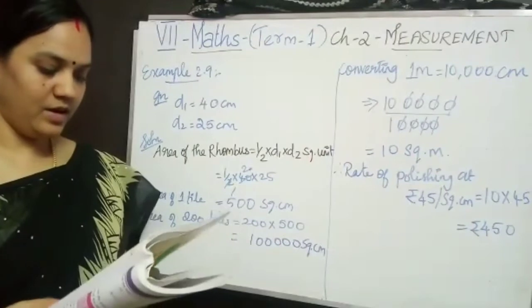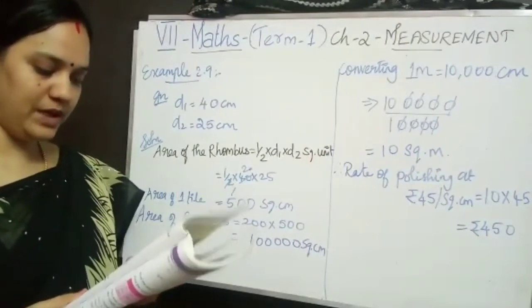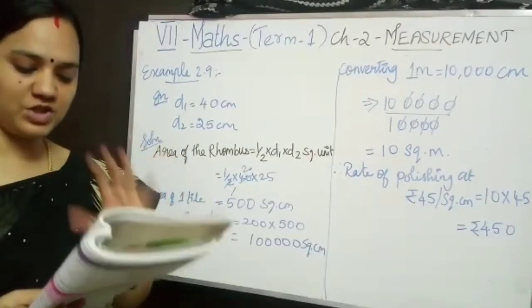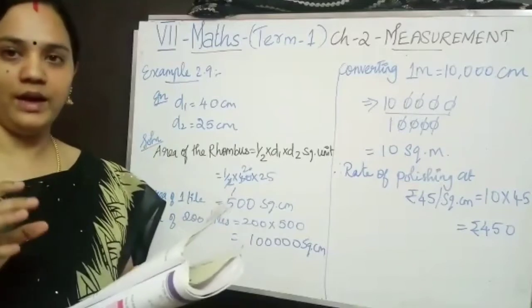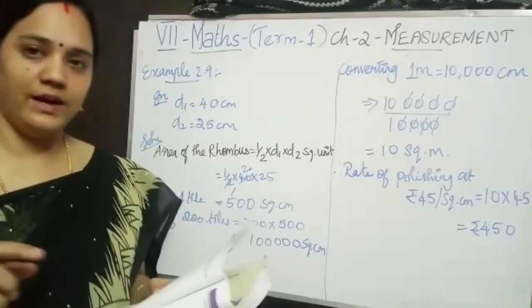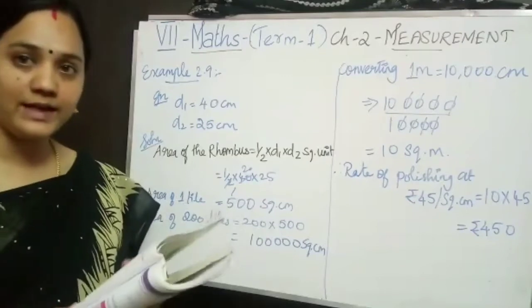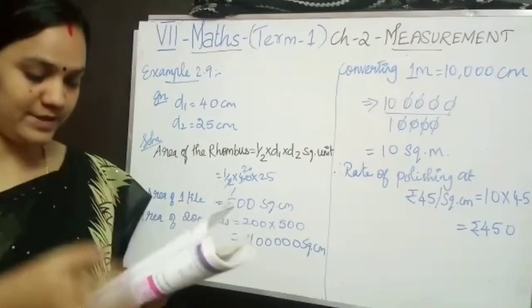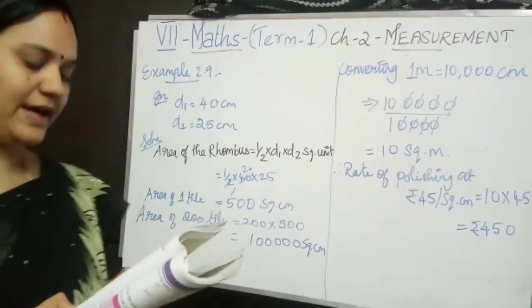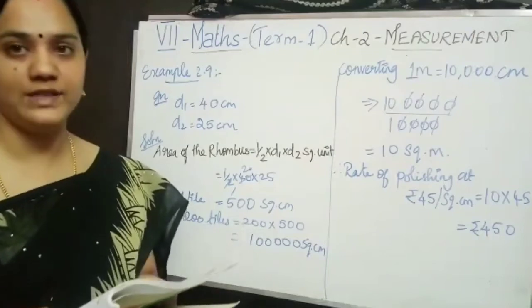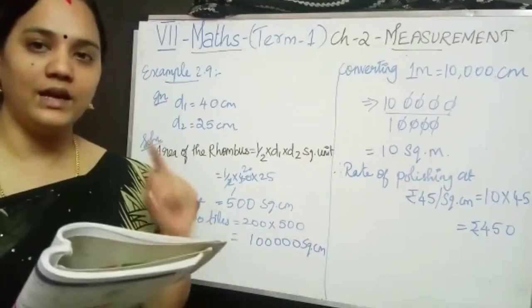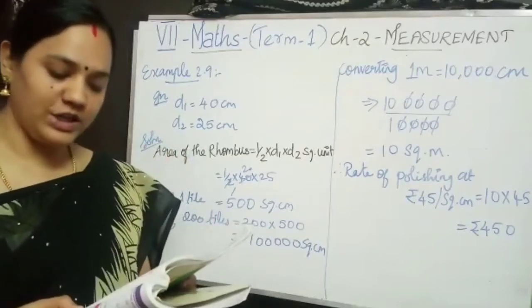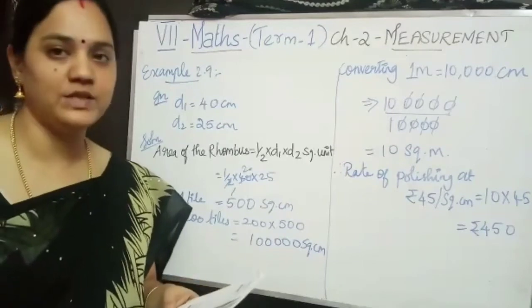Example 2.9. The floor of an office building consists of 200 rhombus shaped tiles. In an office, the tiles are in the shape of a rhombus. How many tiles are there? 200 tiles are there. Each is in the shape of a rhombus, and the lengths of its diagonals are 40 centimeter and 25 centimeter. So for that rhombus, diagonal 1 and diagonal 2 are given. Find the total cost of polishing the floor at rupees 45 per square meter.